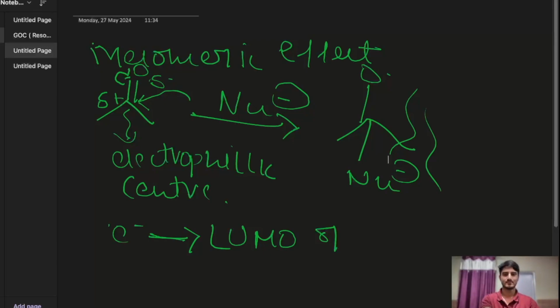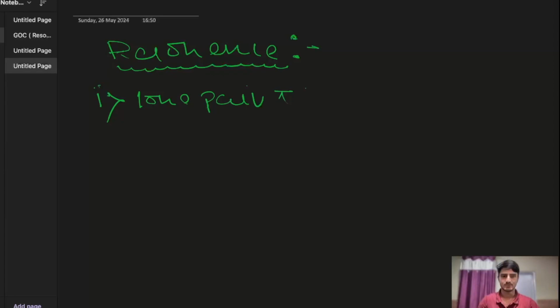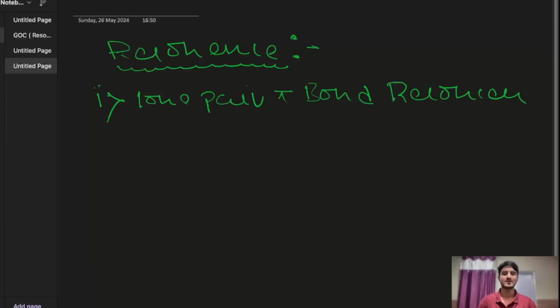So let's move toward starting from resonance, because it is a very fundamental topic of general organic chemistry. I am not going to discuss the definition, you can go through a book. It can be classified further, and we are simply giving names: lone pair pi bond resonance. As the name suggests, the resonance takes place between a lone pair and the pi bond of a molecule.